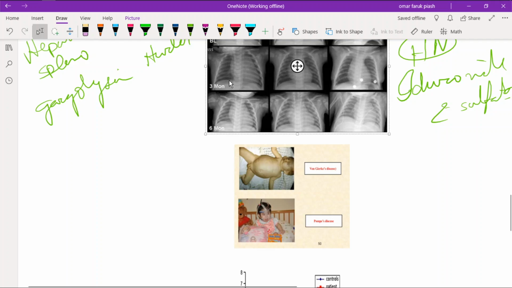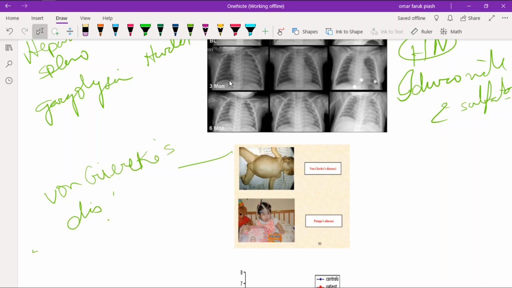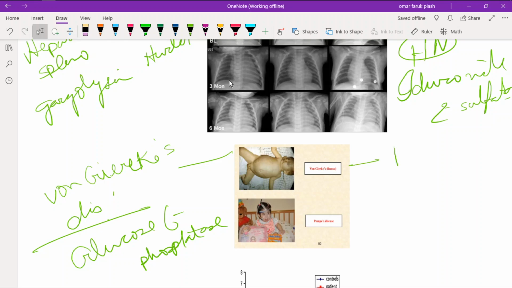This is a picture of von Gierke disease. In von Gierke disease, the enzyme that is deficient is glucose 6 phosphatase. Here there is increased glycogen in the liver. There is increased blood lactate.